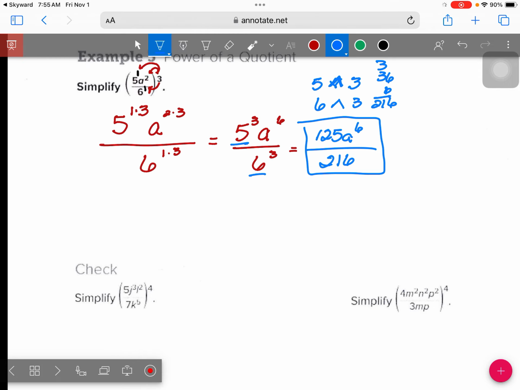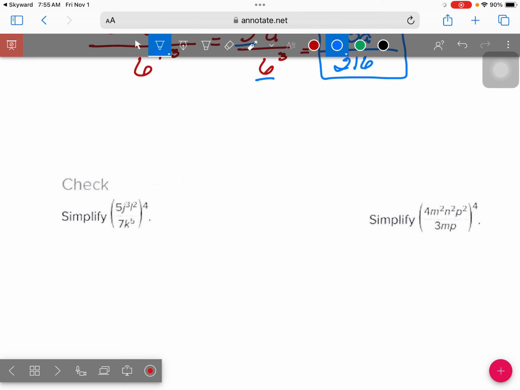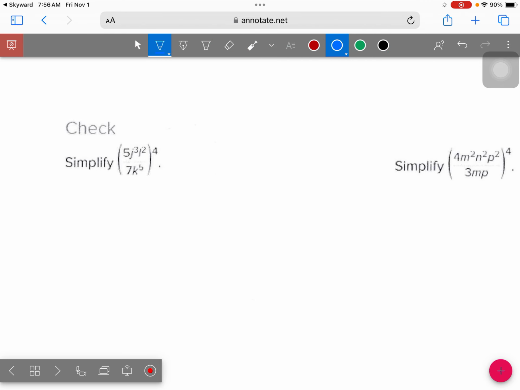Power of a quotient. Okay. Let's do one more.